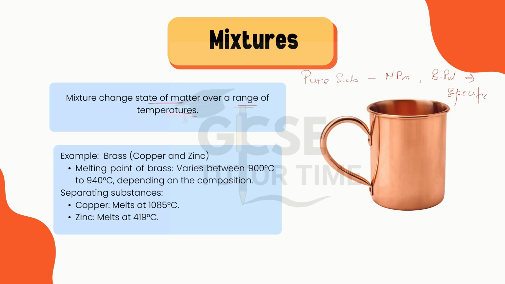For example, brass. Brass is a mixture of copper and zinc. The melting point of brass varies between 900 degrees Celsius and 940 degrees Celsius depending upon the composition. But if you separate the mixture, copper will melt at 1085 degrees Celsius and pure zinc will melt at 419 degrees Celsius.